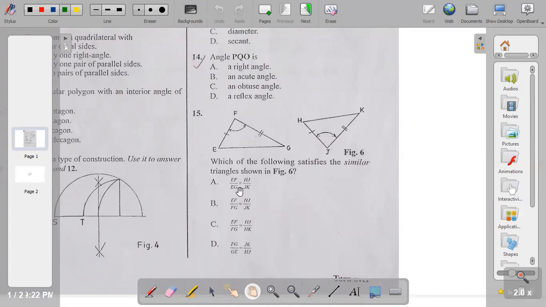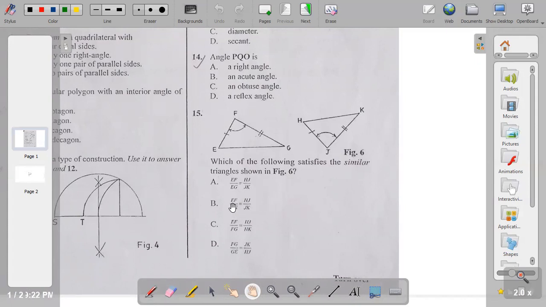So A: EF equals HG, EF equals HJ, okay? EG equals JK. No, because JK equals FG. So let's go to option B.